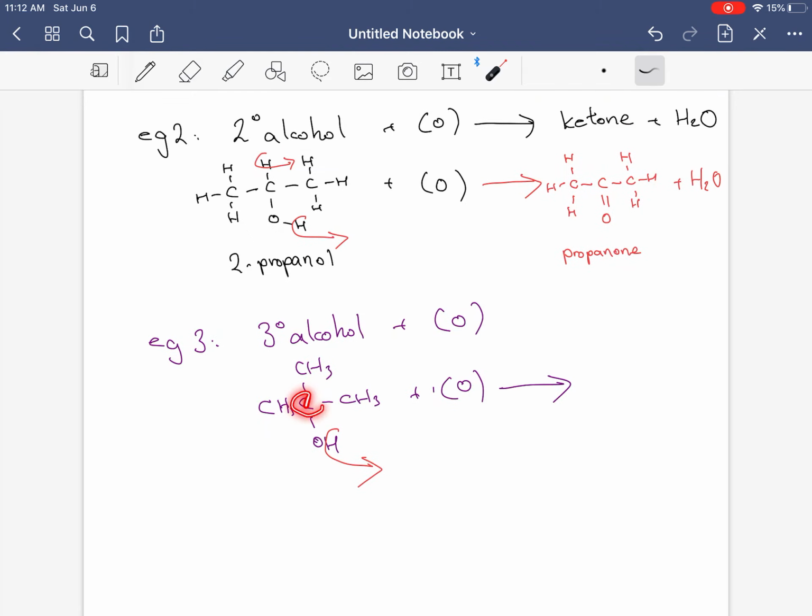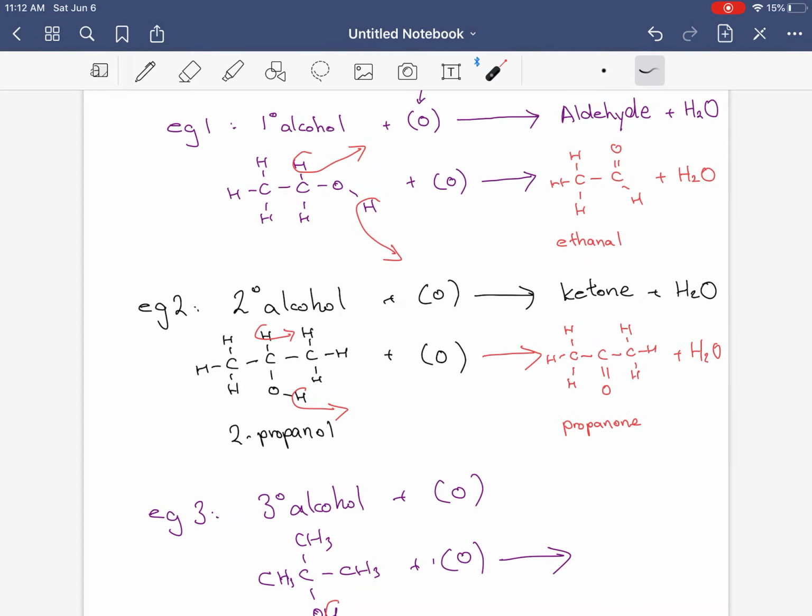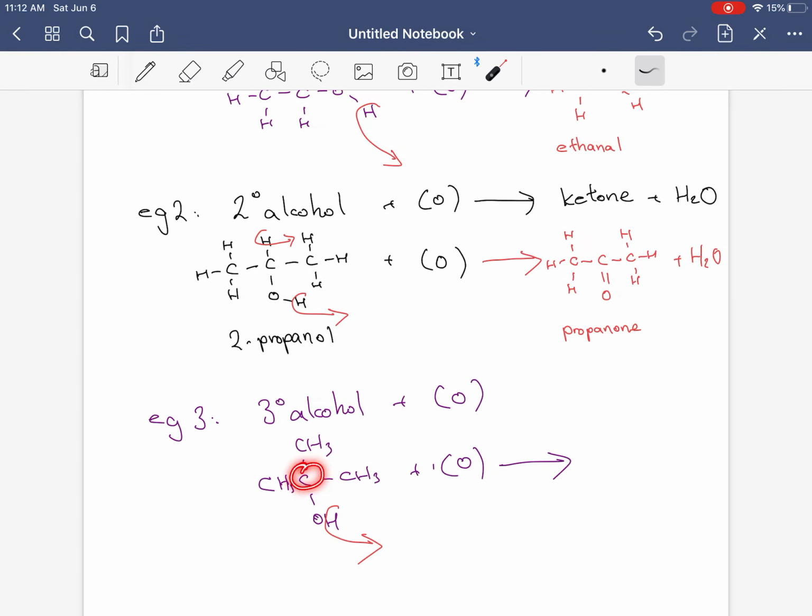Take a look at this. He's saying to himself, I don't have an H. Well, there's an H right here with the O, but I don't have an H like this guy. I don't have an H like this guy. I don't have any H's. I'm connected to 3 C's because I'm a tertiary alcohol, duh. So I don't know how I'm going to make water.